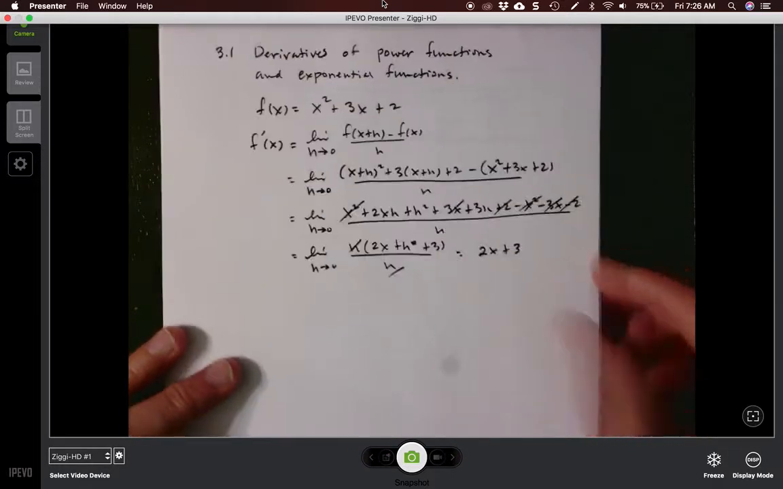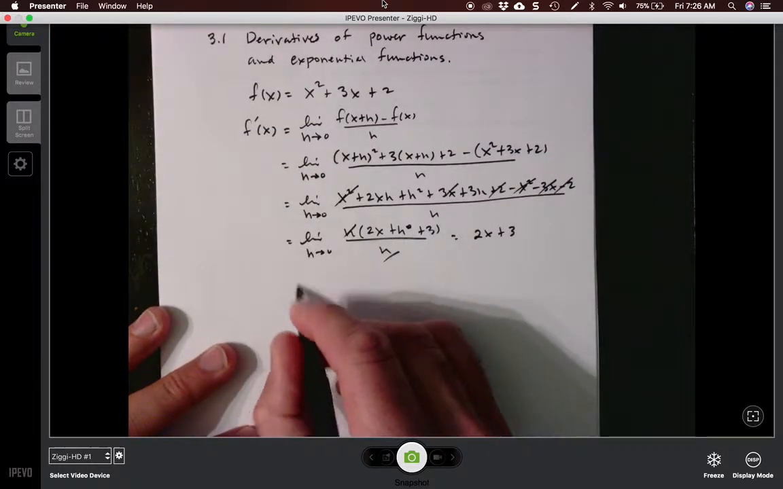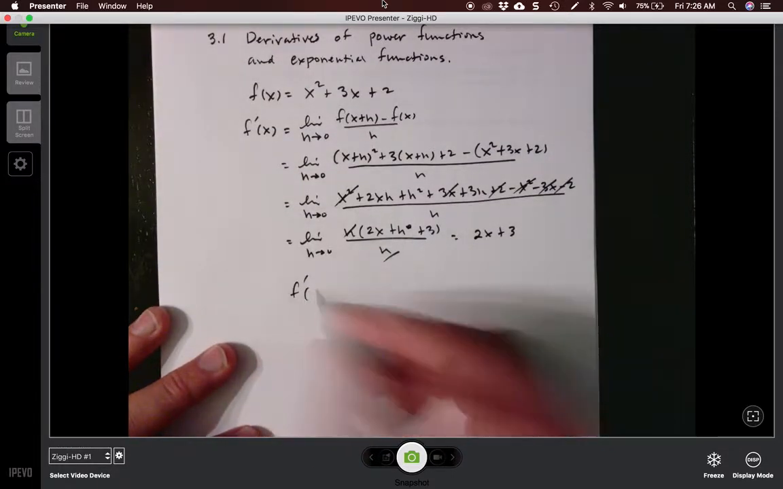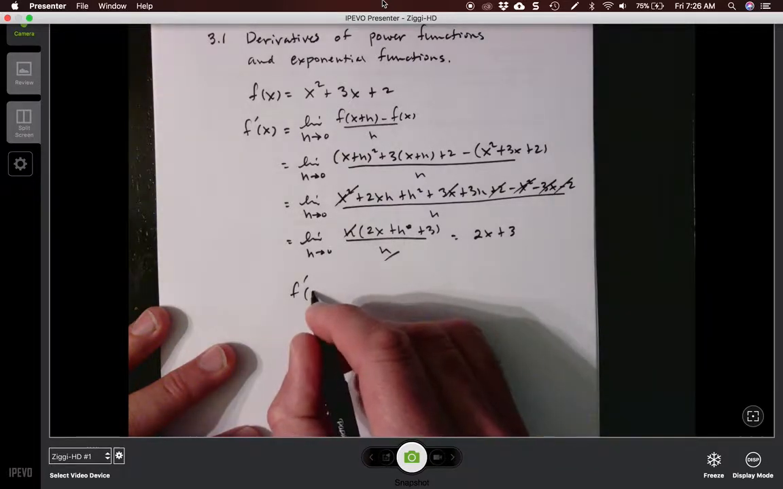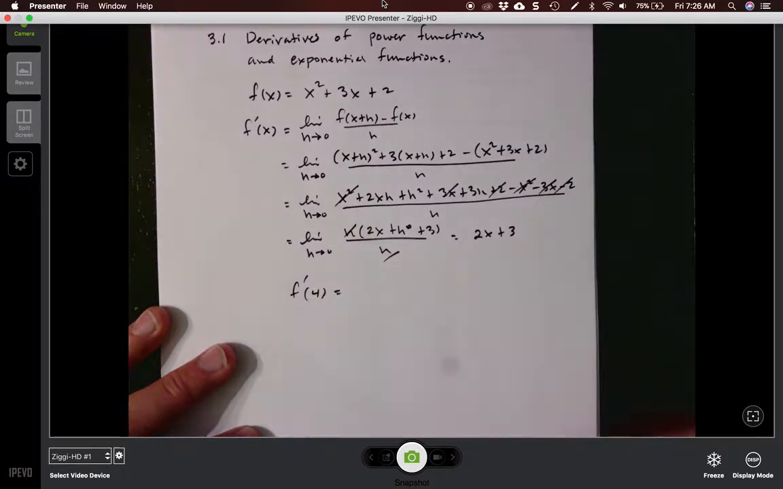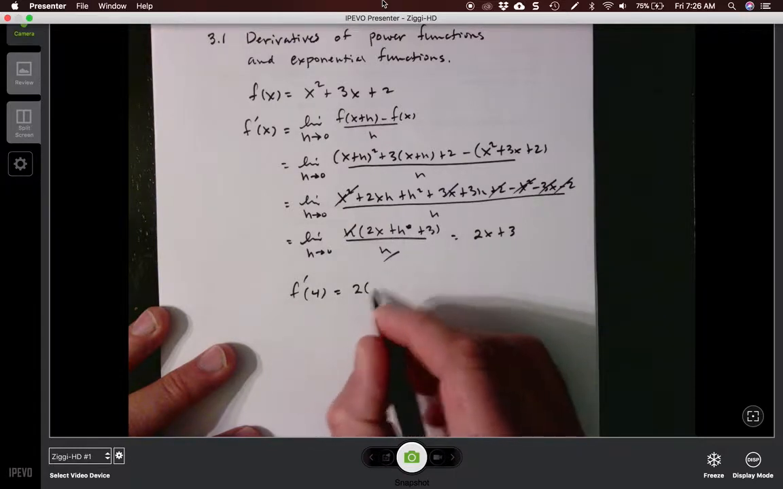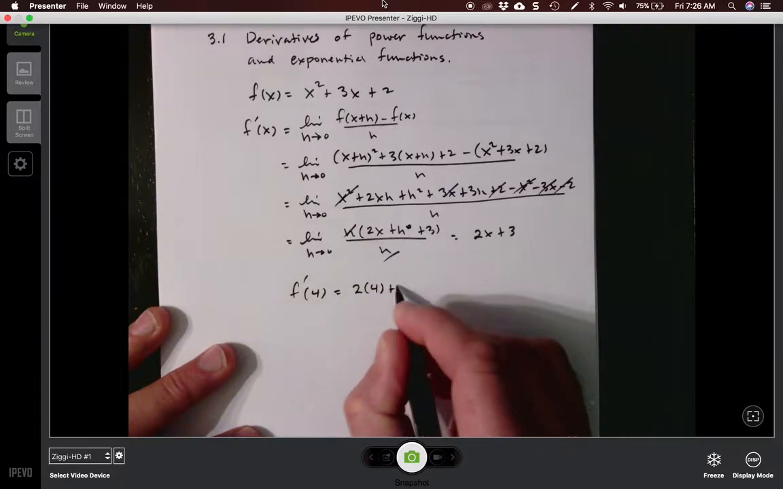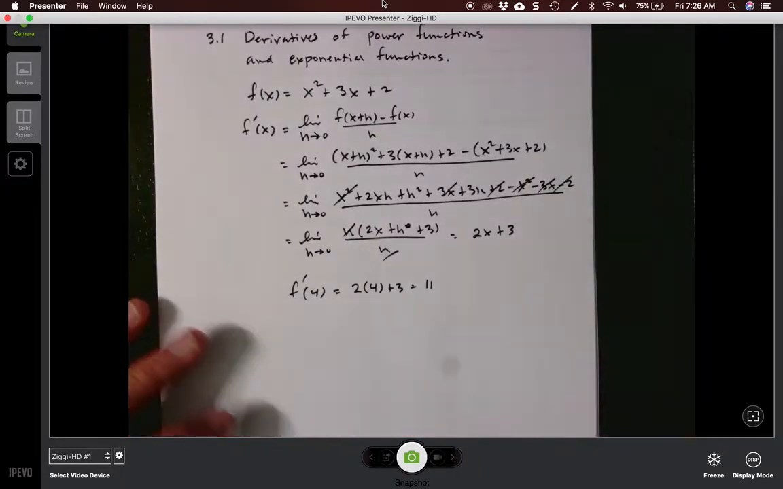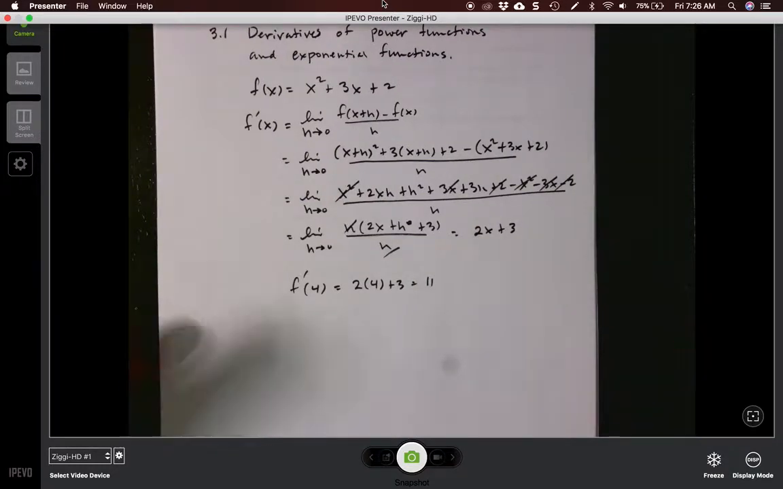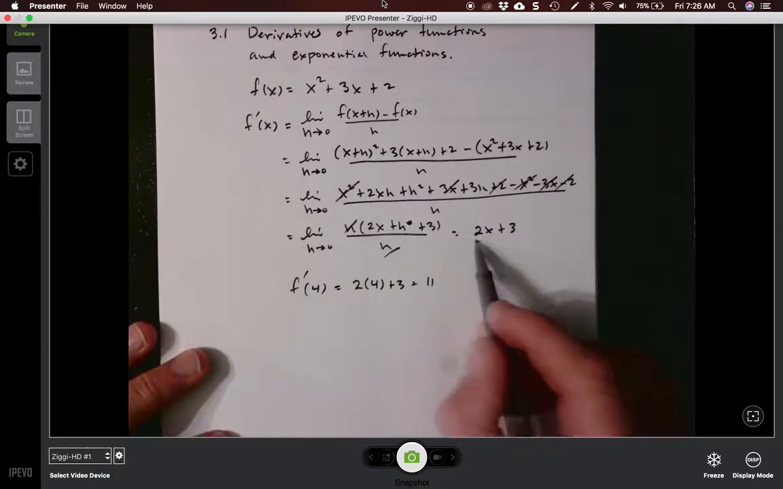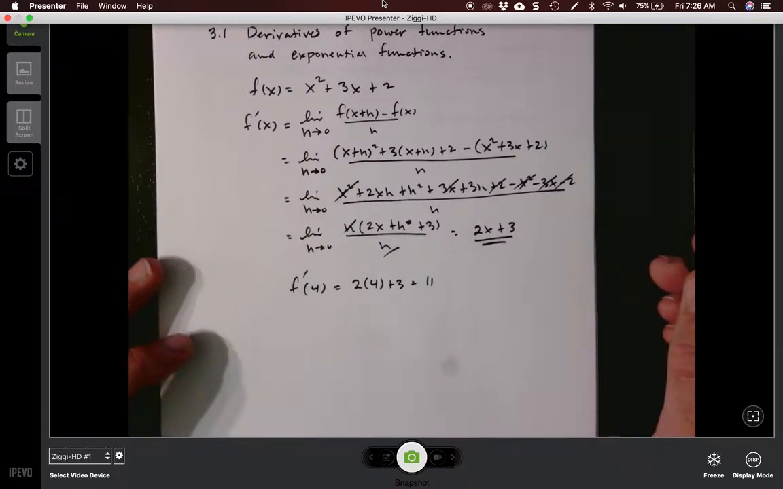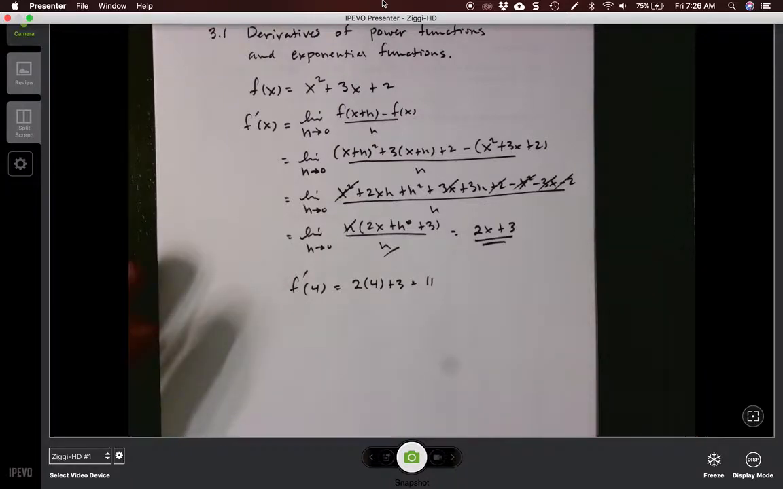All right, and then the nice thing about this, once we got it in this form, is we could say, well, what is the derivative evaluated, let's say, at 4? We take 4 and plug it into that derivative, and we get 2 times 4 plus 3, and we get 11. And then I could just plug in any number. If I said, what's the derivative at 1? I could just plug 1 in and so on. So getting to this point makes it a lot easier when you're going to take the derivative at different places.